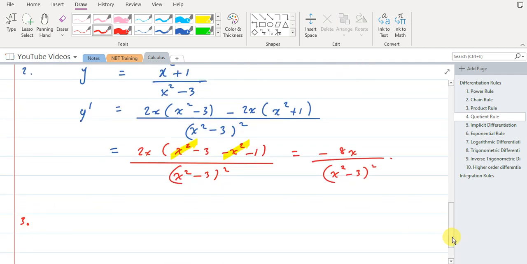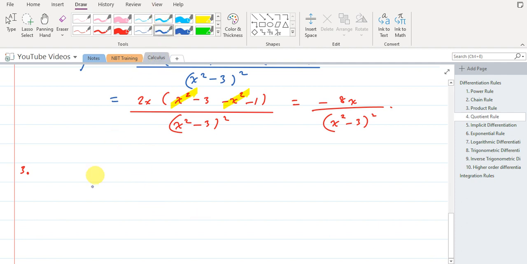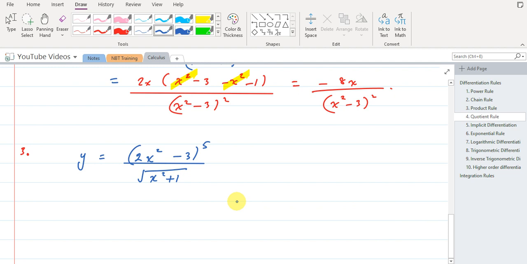Number 3. Let's look at something with square roots or higher powers. What if I have to find the derivative of something like this, which is 2x squared minus 3 to the power 5 over the square root of x squared plus 1? What if I have to go and find the derivative of this? A little bit difficult, but it's not impossible.